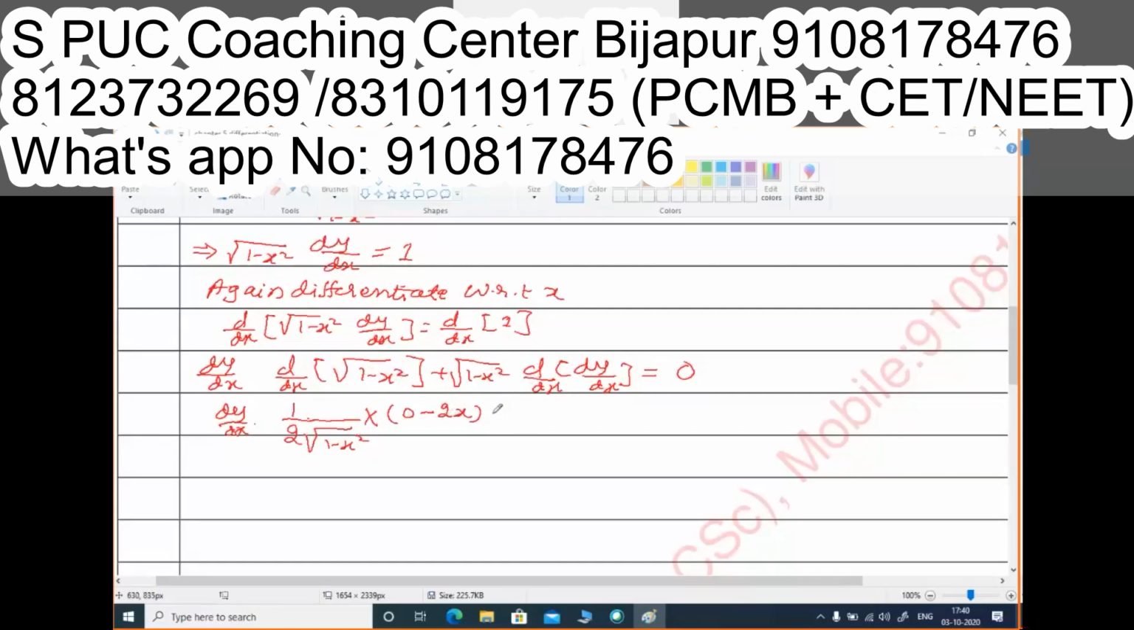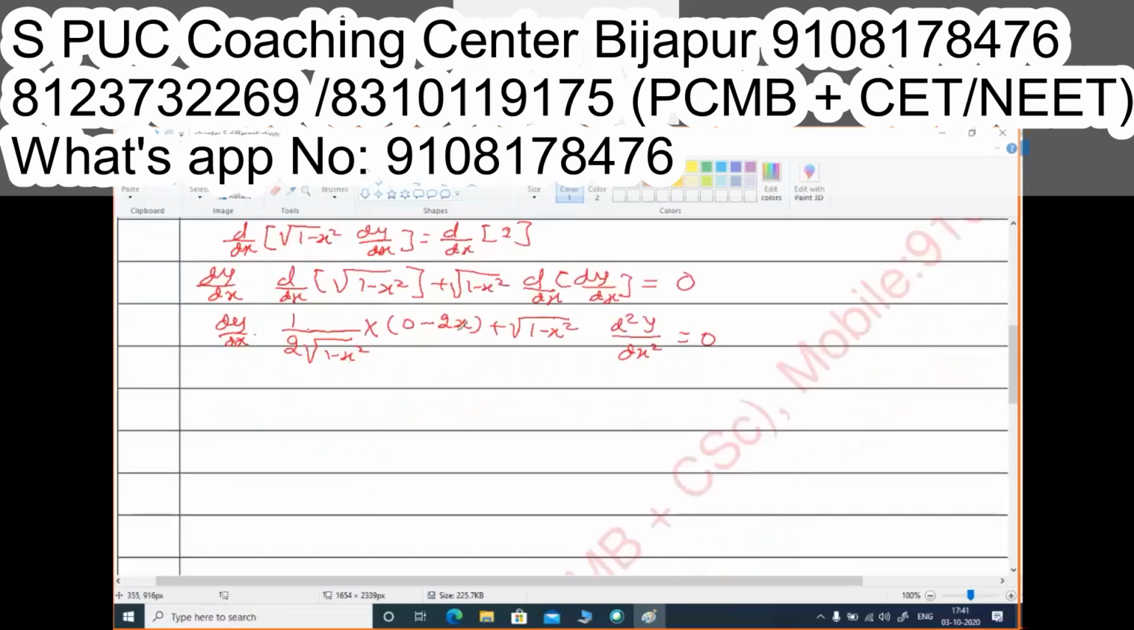That is fine. What about this here? Plus root of 1 minus x square as it is, and the differentiation of dy by dx with respect to x, d square y by dx square, which is equal to 0. Yes, you simplify this. Minus 2x into dy by dx, whole divided by, of course, 2 times root of 1 minus x square. The 2 and root 2 cancel each other. Plus root of 1 minus x square d square y by dx square, which is equal to 0. Now what I am going to tell you people, just take the LCM.